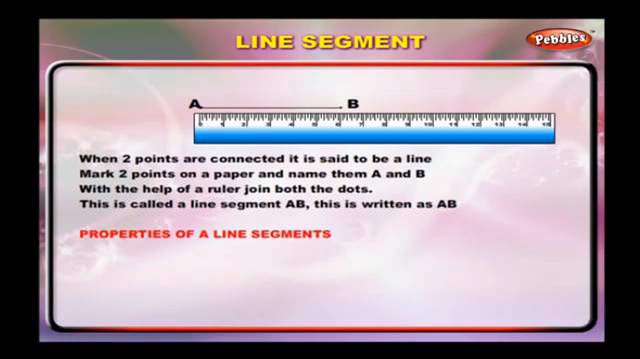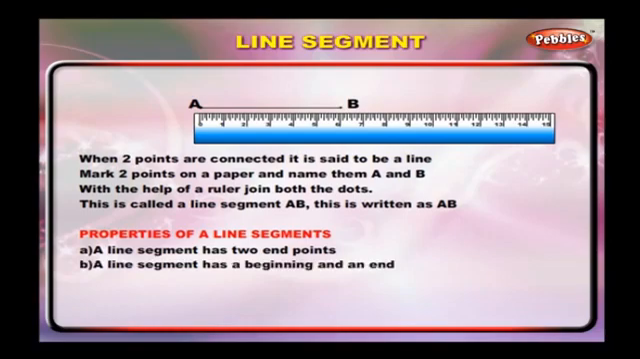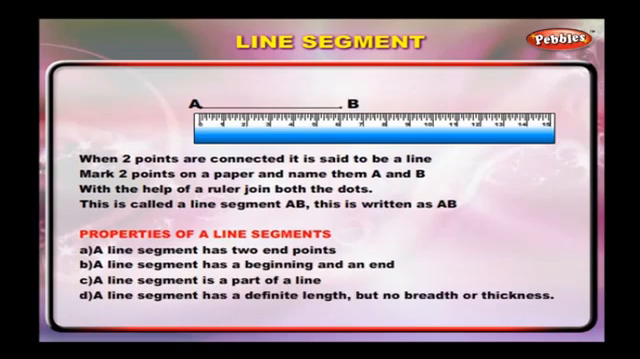Properties of a line segment. A line segment has 2 end points. A line segment has a beginning and an end. A line segment is a part of a line. A line segment has a definite length but no breadth or thickness.